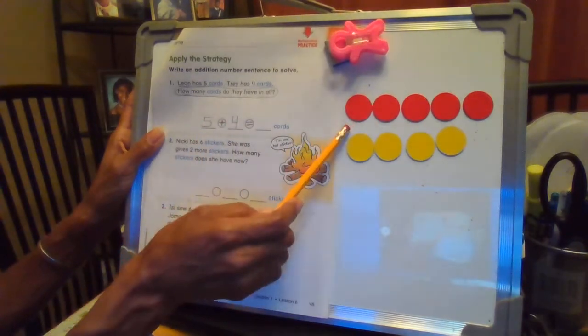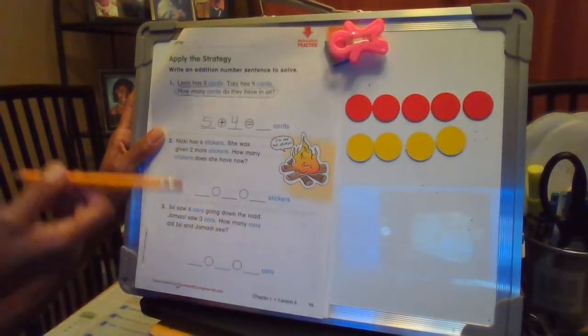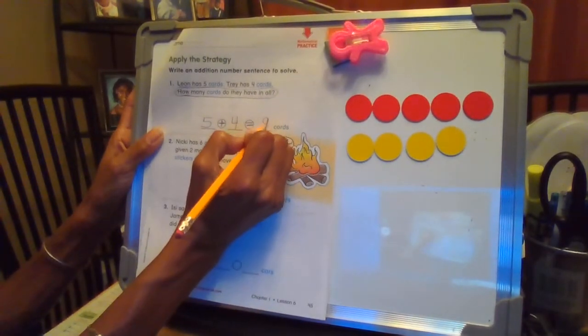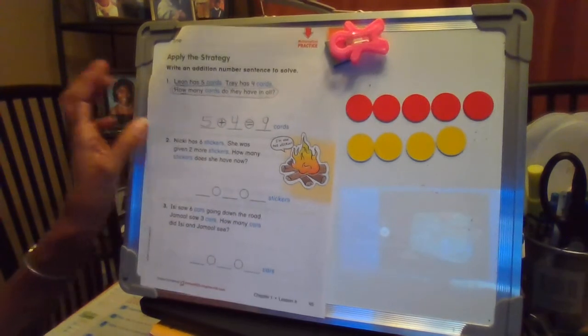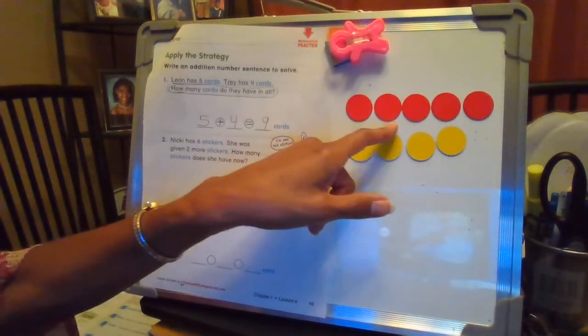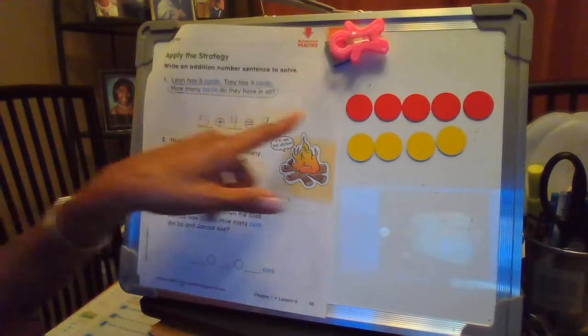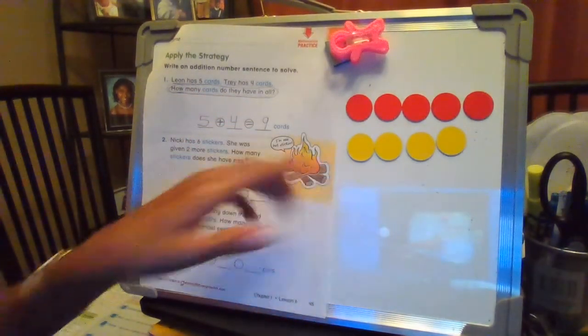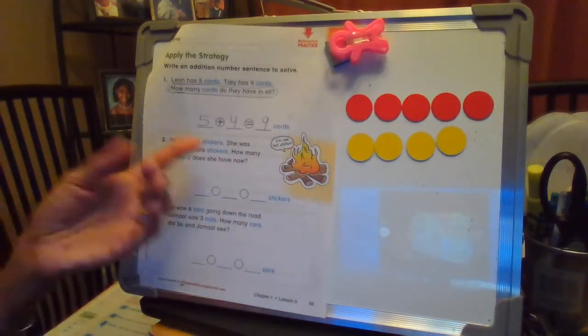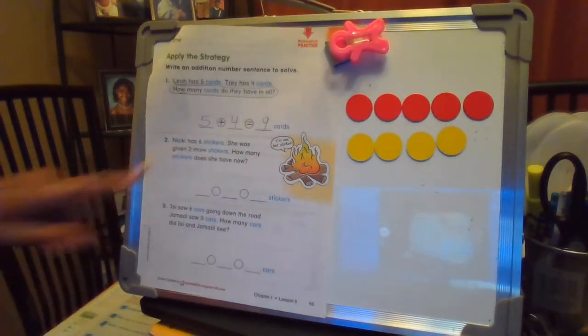When I join them together, I have 9 cards in all. So I write the number 9 on this line. 9 cards. Okay? Have to check my answer to see if it's reasonable. 5 plus 4 equals 9. Is that reasonable? Yes, it is, because I used my counters to show 5 cards, and when I joined them to the 4 cards and counted them all together, I counted 9. So it is reasonable. It makes sense.